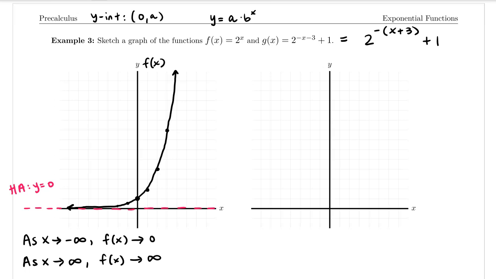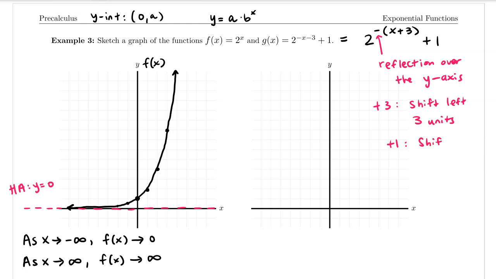So now we can kind of talk about what each of these things do. So this negative sign here is going to be a reflection over the y-axis because we're having negative 1 be multiplied to the input value. So that means that we're reflecting over the y-axis. Then the plus 3 on the inside of the parentheses, that is a shift left 3 units. And then the plus 1 on the outside, that is a shift up 1 unit.